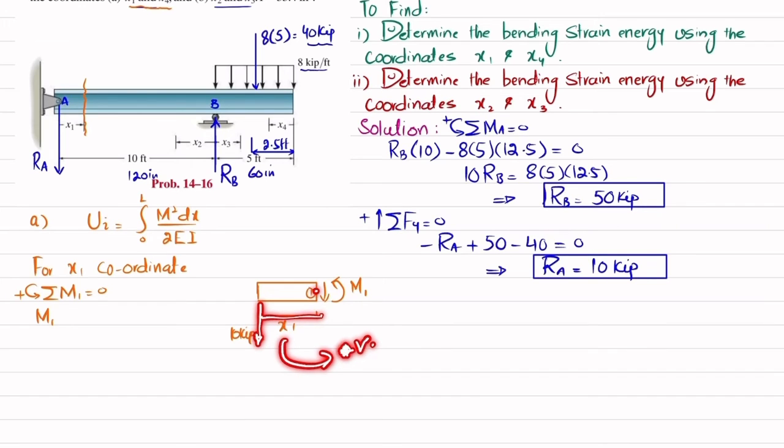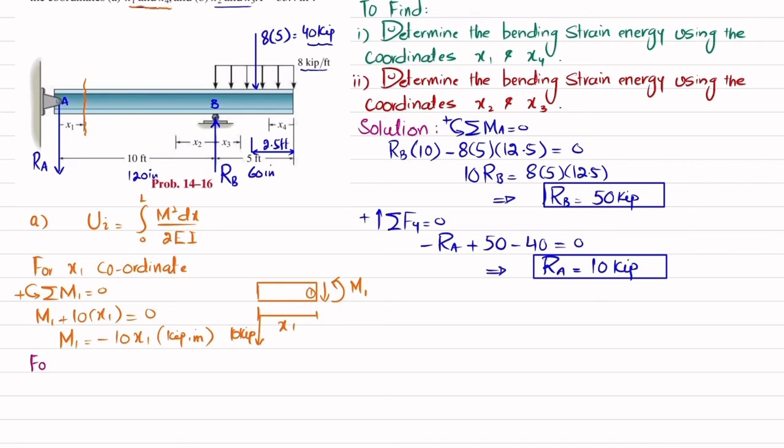It will also be positive. Okay, that will also be positive. So I will write plus 10 into x1 is equal to 0. So it means that M1 is equal to minus 10 x1, and the unit will be kips into inch. So this is the moment for coordinate x1.